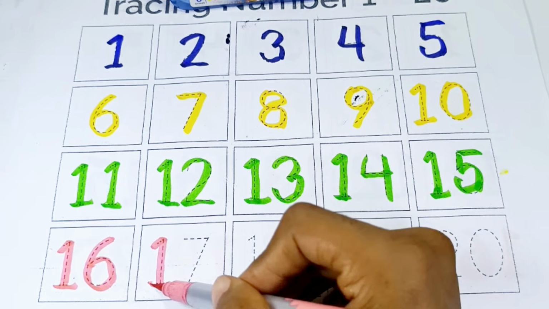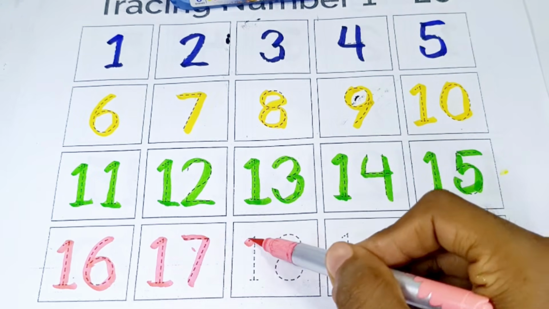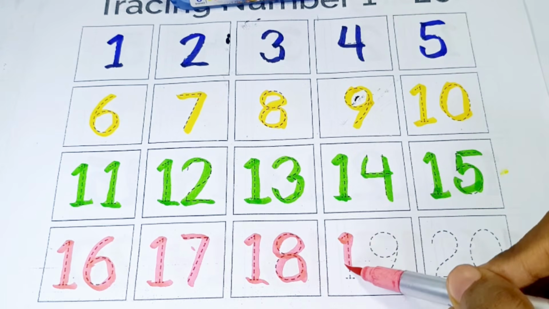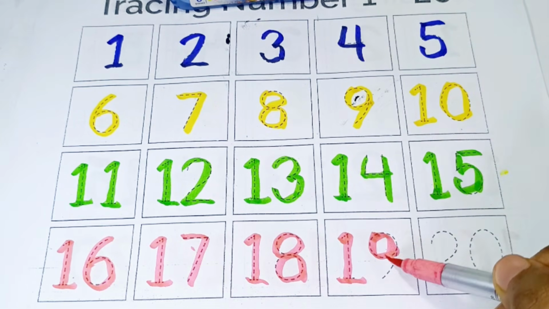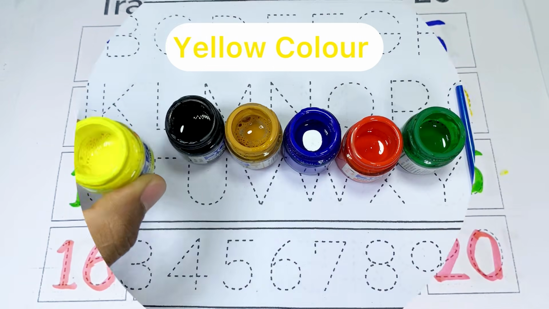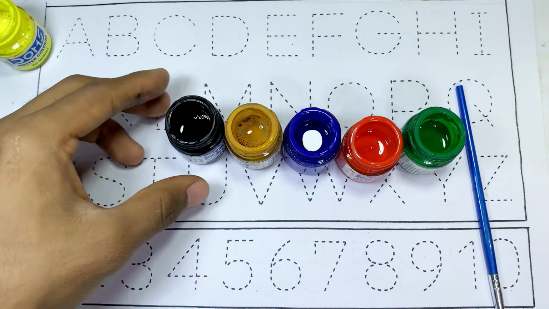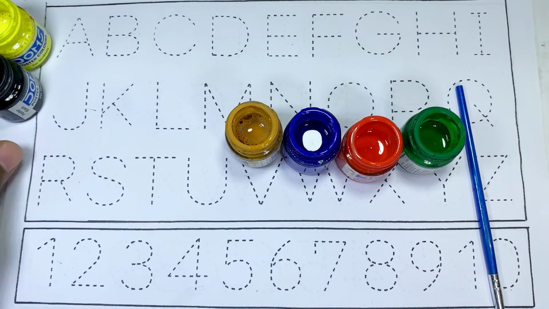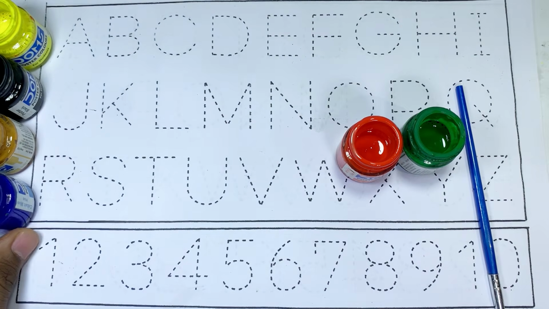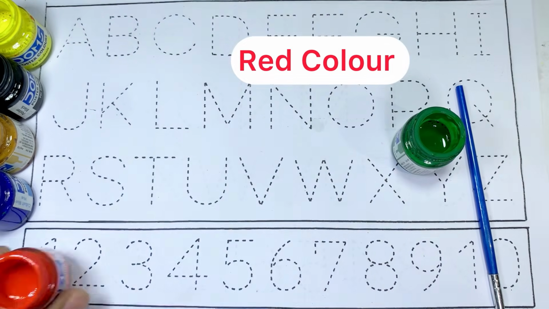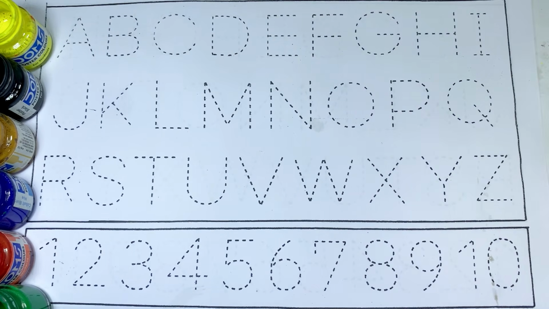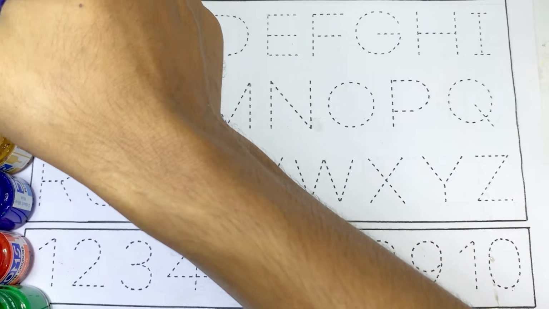16, 17, 18, 19, and 20. Yellow color, black color, yellow ochre color, blue color, red color, and green color. Kids, now you draw A and use yellow color.